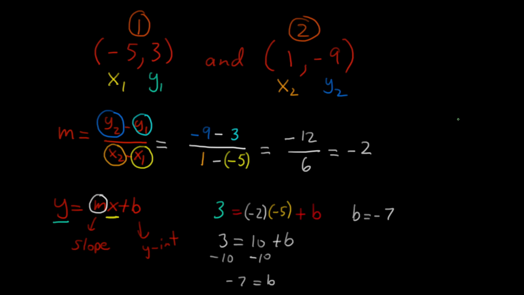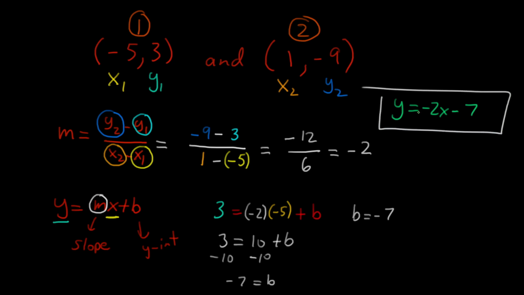So once you have that, you can write down the general equation of this line, which is y equals -2x minus 7. So this is the final answer right here. Once you get to the final answer, you do not want to have a specific point in there. You just want to have your slope and your y-intercept, and that's it. You leave your x and y's alone.